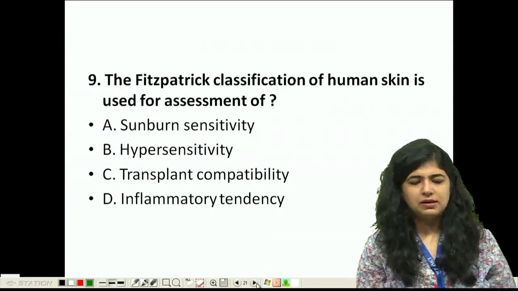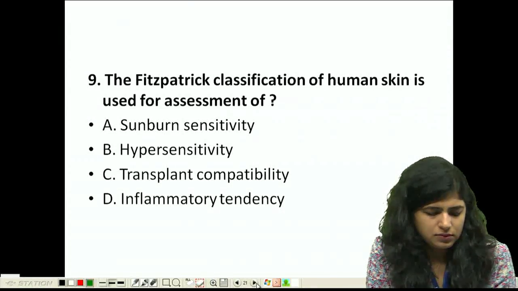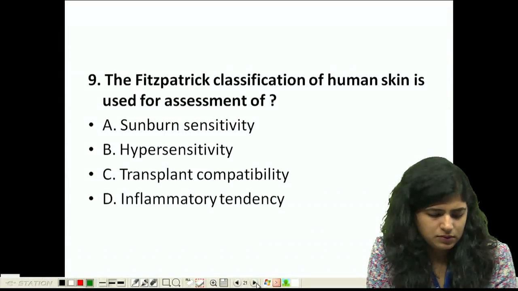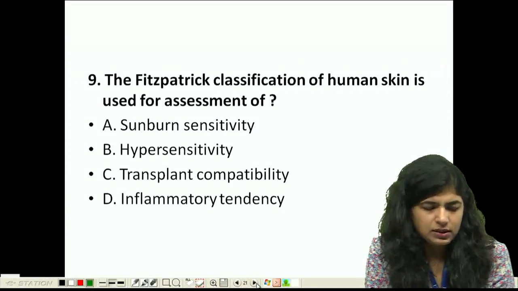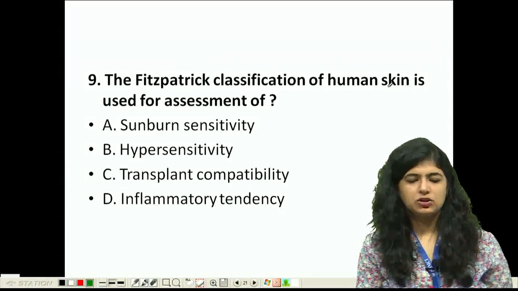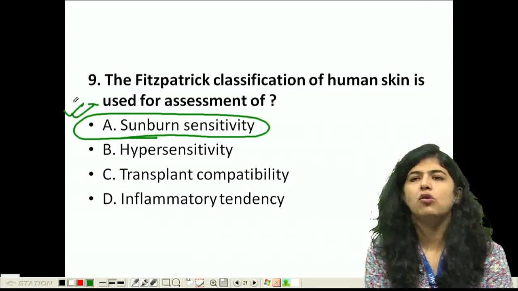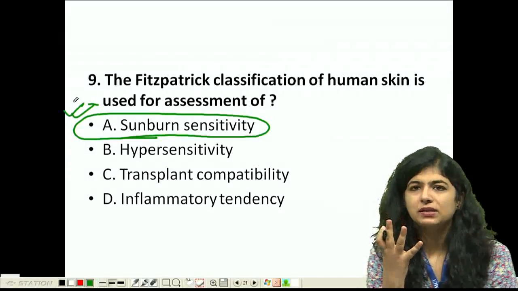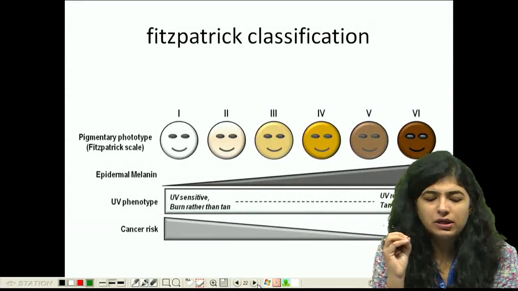Fitzpatrick classification of the human skin is used for? Tell me, what is the answer to this? Fitzpatrick classification of human skin is used for this. This is a marker of sunburn sensitivity. Like, what is my skin? I have a brownish skin. What is my skin going to look like? See, this is your Fitzpatrick classification.